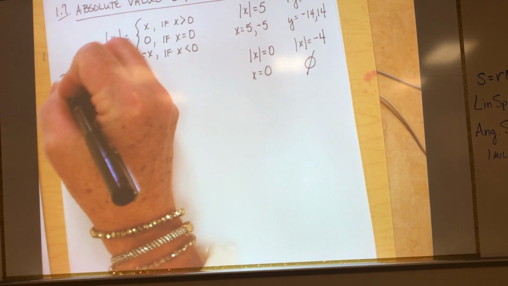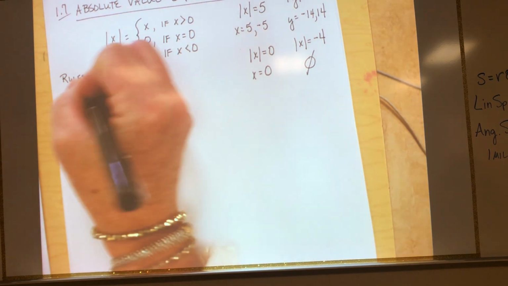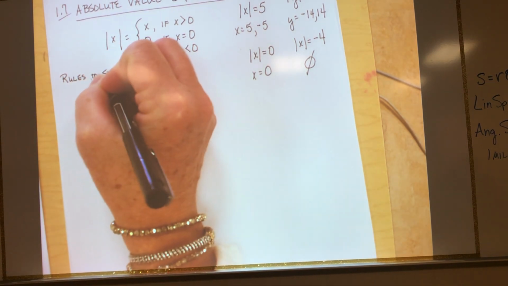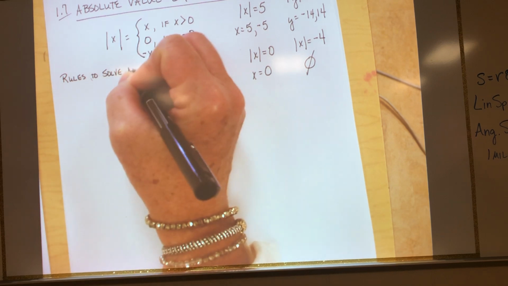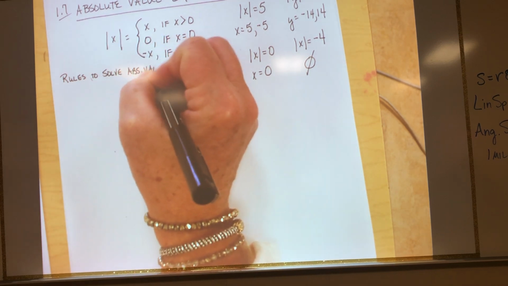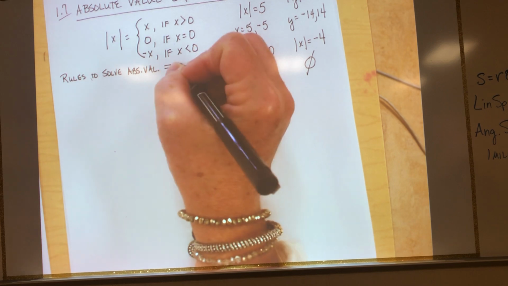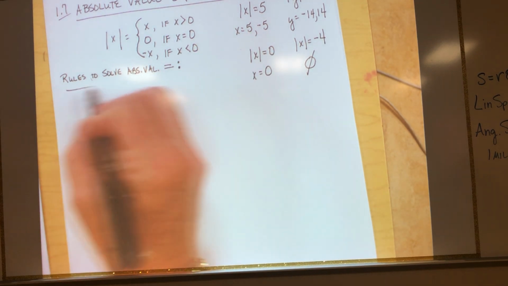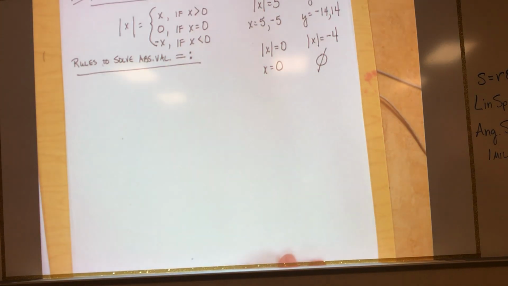There are 4 of them. These are the rules to solve an absolute value equation. The rules to solve an absolute value equation.